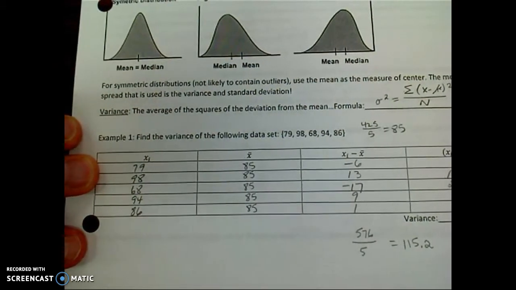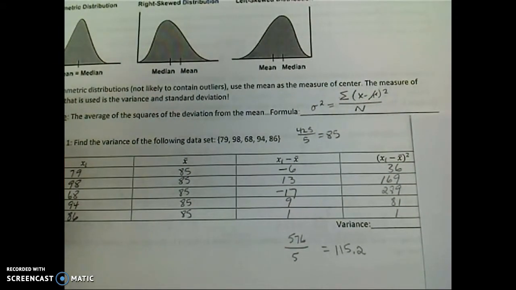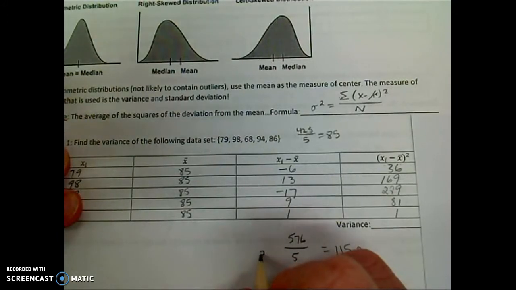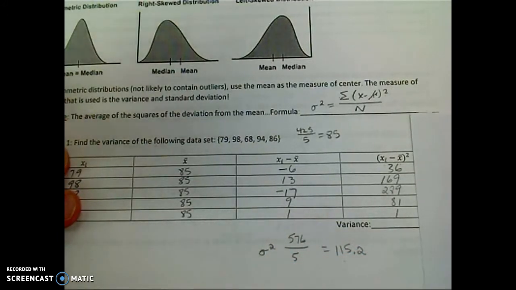Negative 6 squared is 36. 13 squared, 169. Negative 17 squared is 289. 9 squared is 81. 1 squared is 1. When we add these five values together, that's our sum of each individual value minus x bar, the average, which we also use mu to stand for, and we get 576. There were 5 elements in our set. So 576 divided by 5 gives us a variance of 115.2.